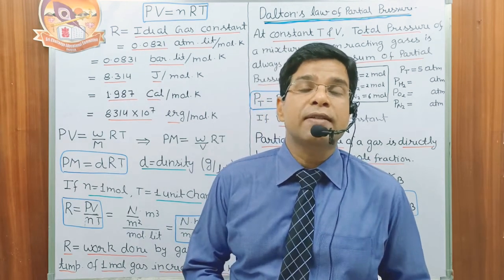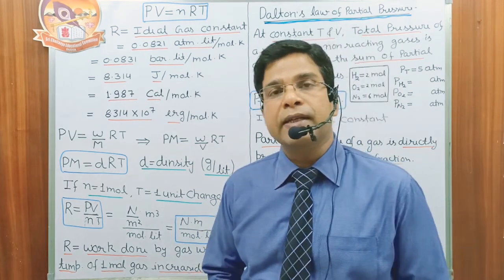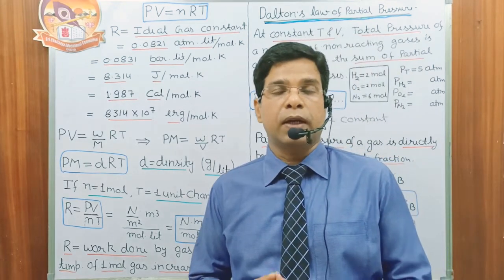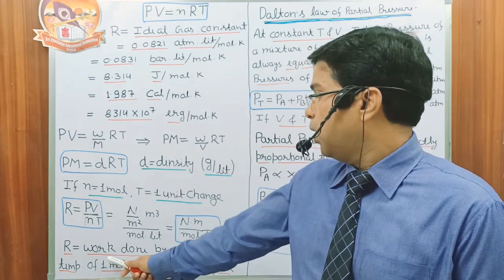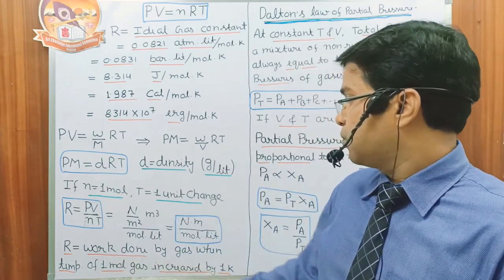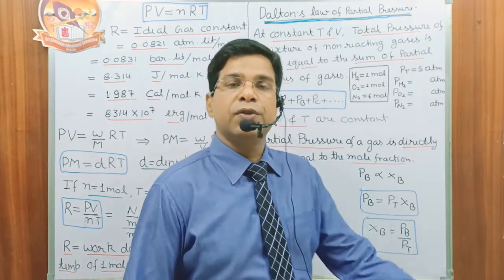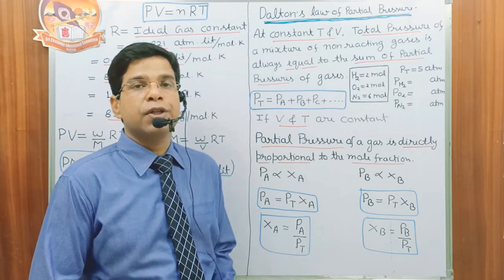So we can suggest that R is also the work done by the gas when the temperature of 1 mole of the gas is increased by 1 unit. Look, R is the work done by the gas when the temperature of 1 mole of the gas is increased by 1 unit. Next we have Dalton's law of partial pressure.